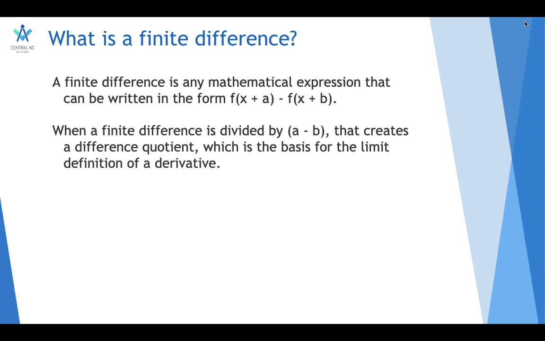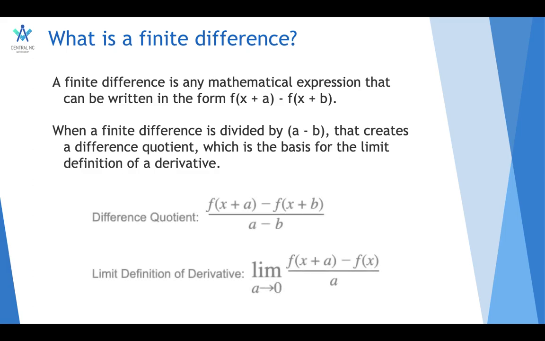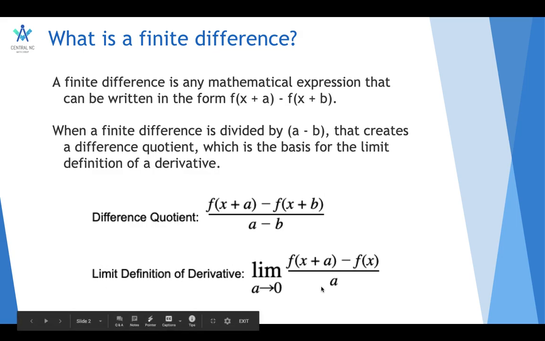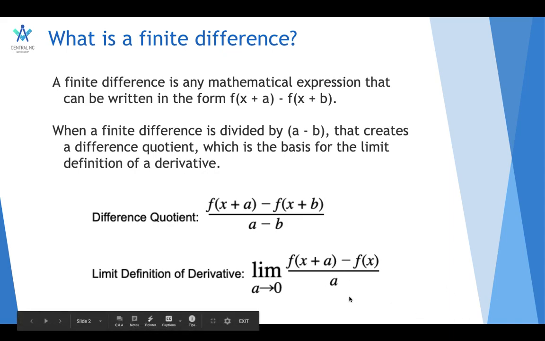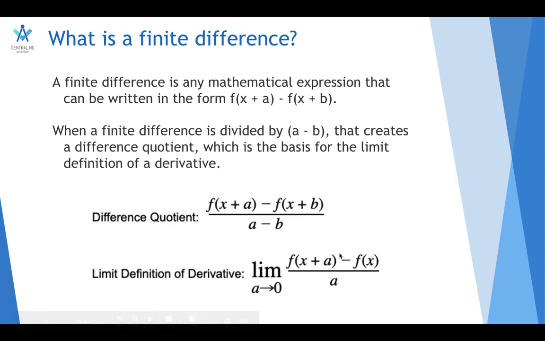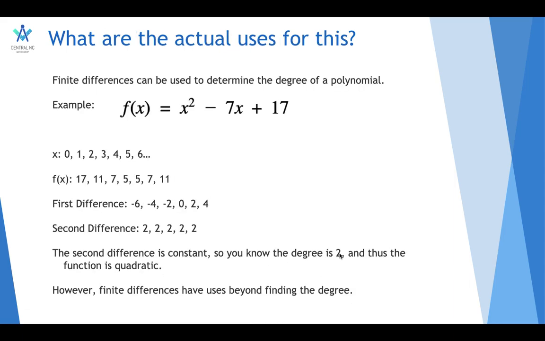When a finite difference is divided by a minus b, that creates a difference quotient, which is the basis for the limit definition of a derivative. So here are the difference quotient and the limit definition of a derivative, comparing the two. We're not going to go deep into this because this is not a calculus class. This is analyzing the effect of and the uses of finite differences in competitive math. But interesting fact for those of you who have taken or are soon to take calculus, this is where this comes from. So what are the actual uses for this?